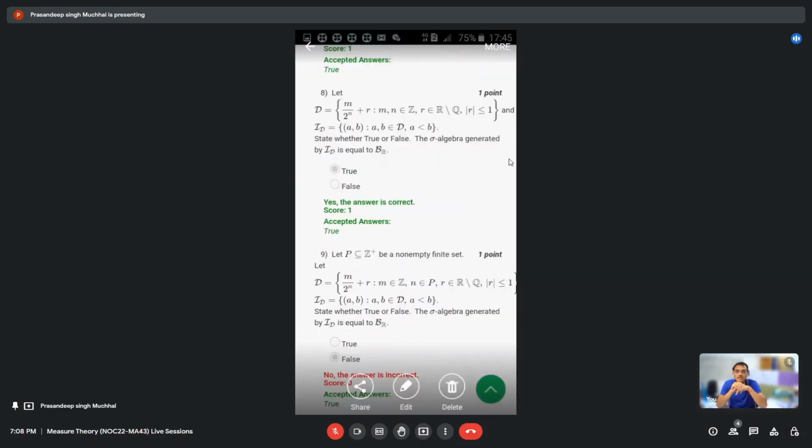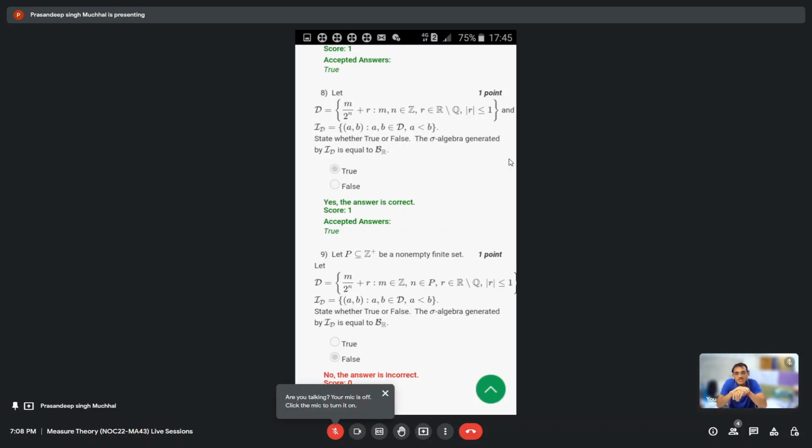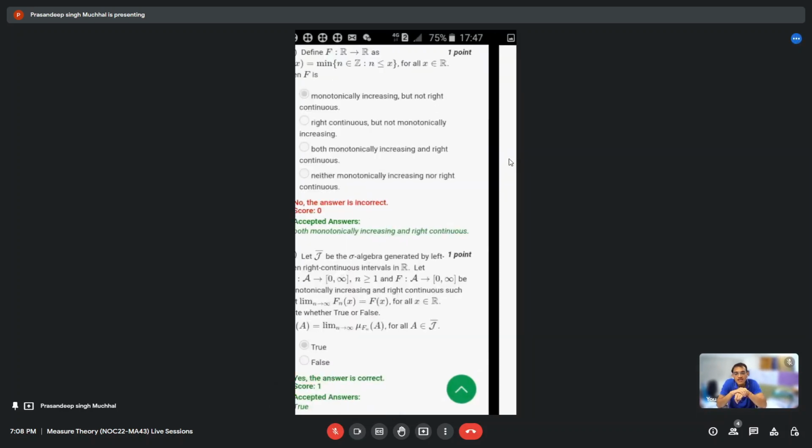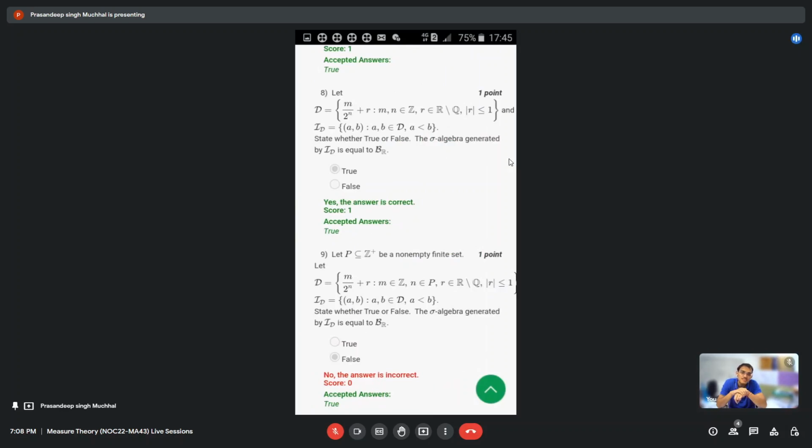In problem number nine, I have a bit of confusion. How can the sigma algebra and the Borel sigma algebra be equal in this problem? How did you come to the conclusion in problem 8? In problem number eight, as you said earlier, the dyadic numbers are dense, and every real number has a dyadic sequence converging to it from right and left. Then every open interval belongs to this set ID. No, every open interval does not belong to the ID, but every open interval belongs to the sigma algebra generated by ID, right? Yes, sir.